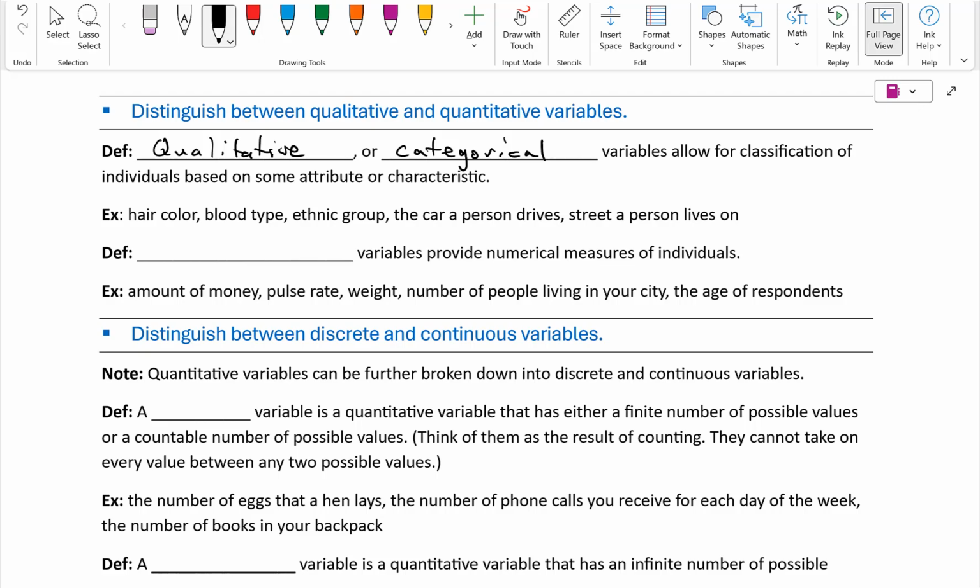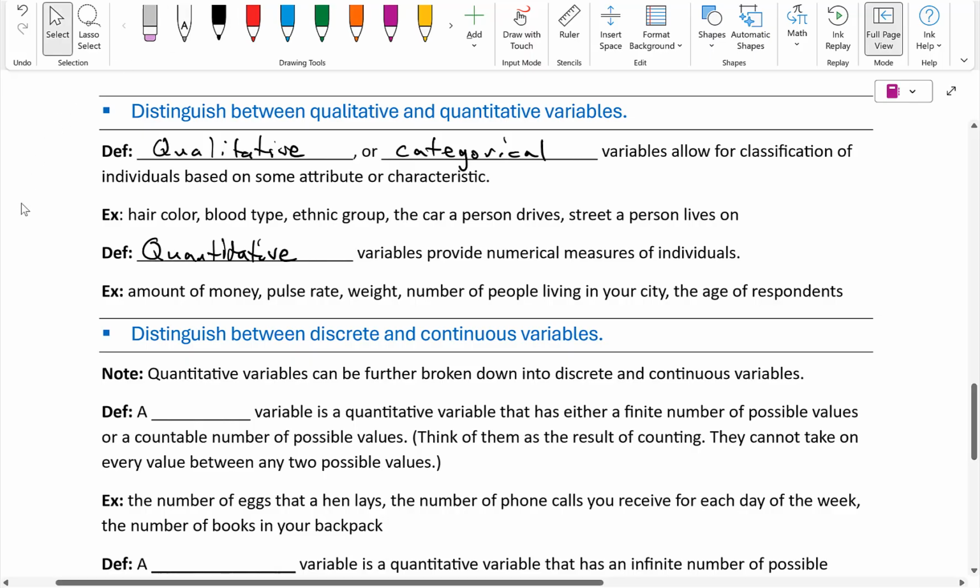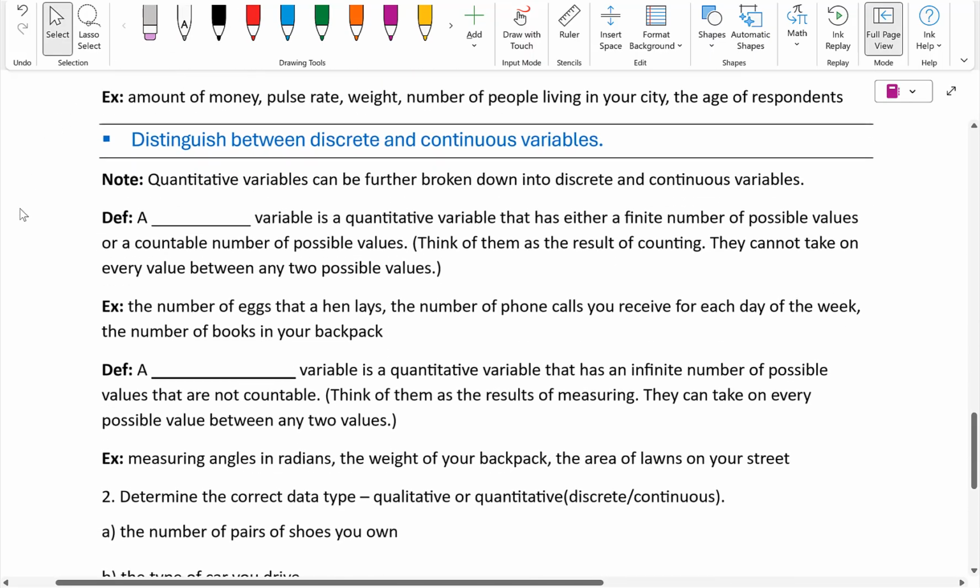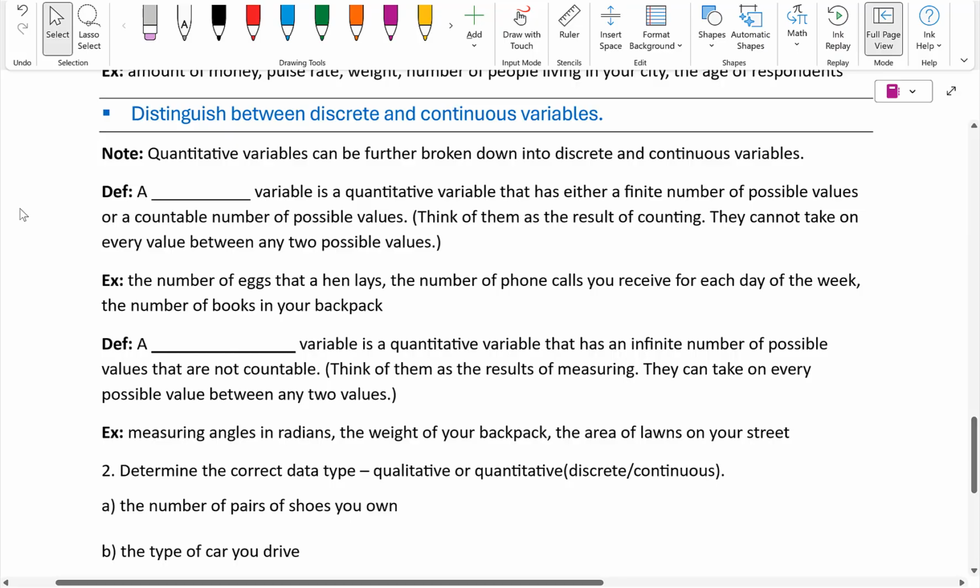And then our other definition, we have quantitative. Variables provide numerical measures of individuals. So some examples: amount of money, pulse rate, weight, number of people living in your city, age of respondents. All these are numerical values that we can track. And quantity kind of leads to that number. And then we'll distinguish further between discrete and continuous variables.